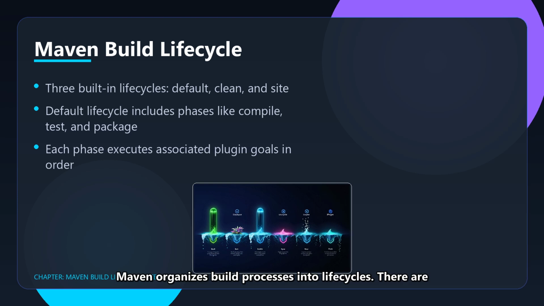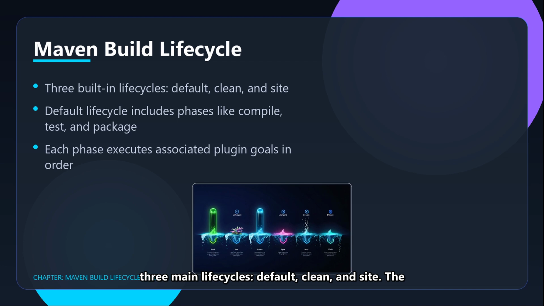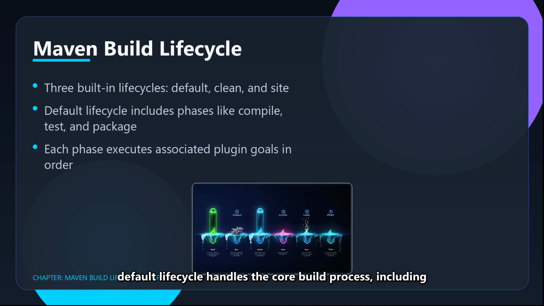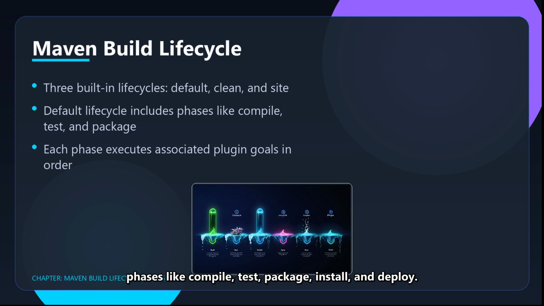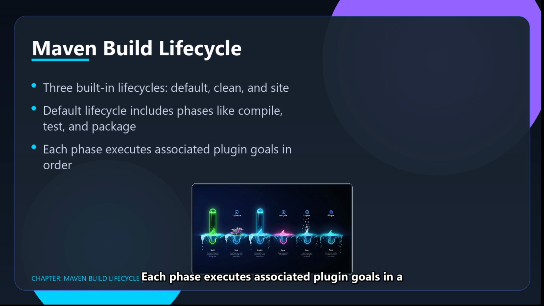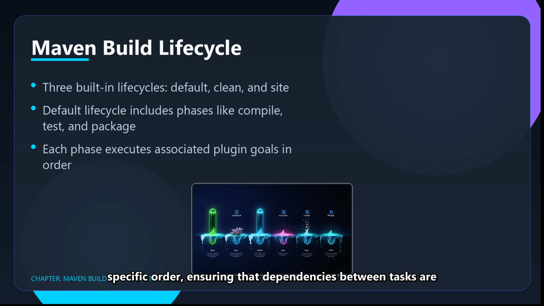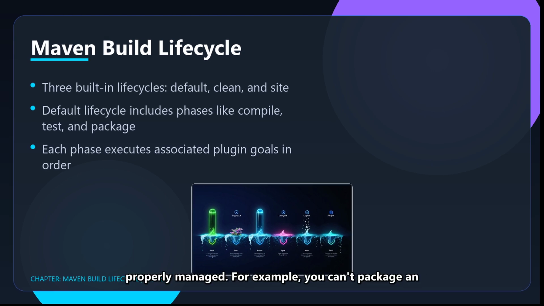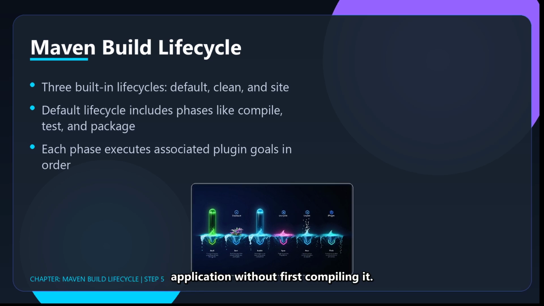Maven organizes build processes into lifecycles. There are three main lifecycles: default, clean, and site. The default lifecycle handles the core build process, including phases like compile, test, package, install, and deploy. Each phase executes associated plugin goals in a specific order, ensuring that dependencies between tasks are properly managed. For example, you can't package an application without first compiling it.